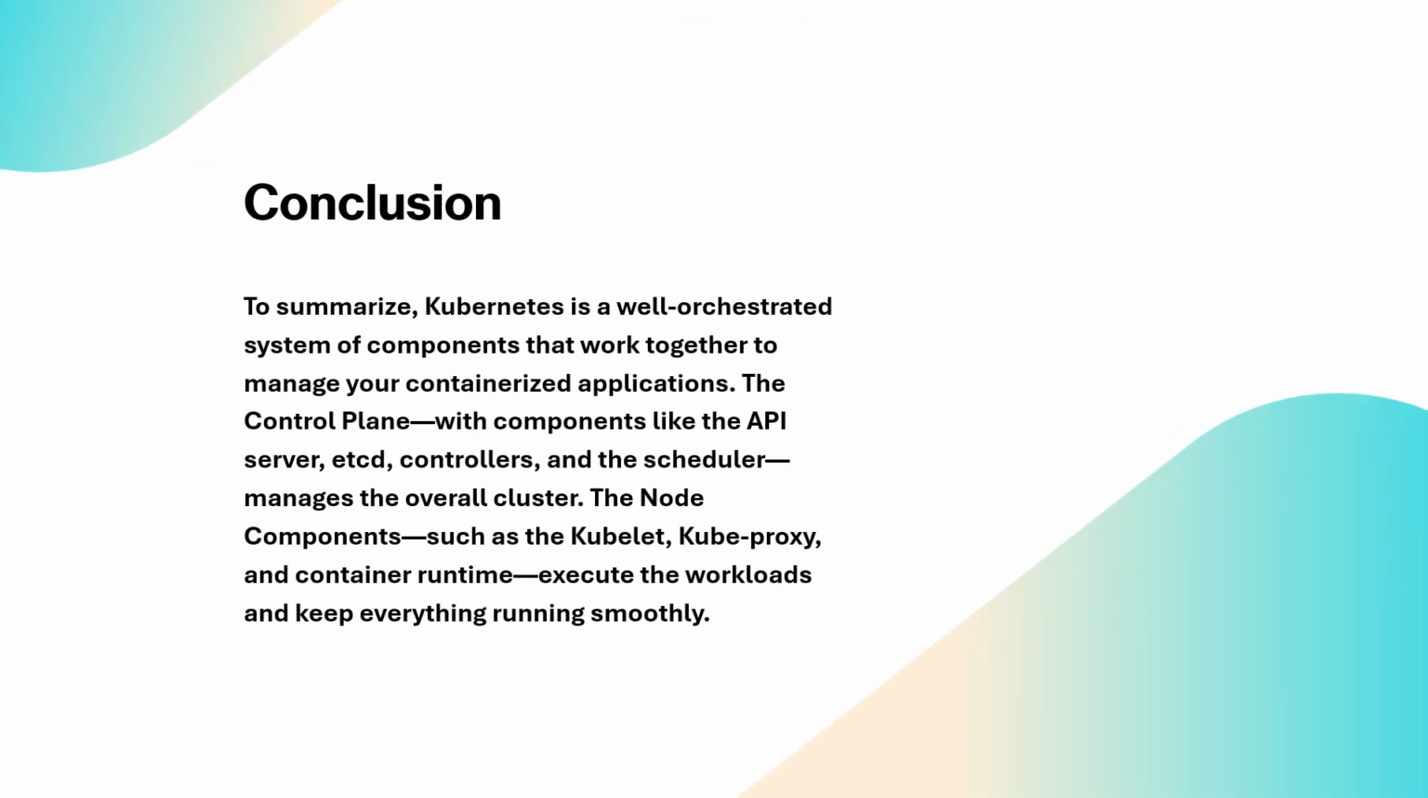Conclusion. Putting it all together. To summarize, Kubernetes is a well-orchestrated system of components that work together to manage your containerized applications. The control plane, with components like the API server, etcd, controllers, and the scheduler, manages the overall cluster. The node components, such as the kubelet, kube-proxy, and container runtime, execute the workloads and keep everything running smoothly. These components, working in harmony, provide the power to deploy, scale, and manage applications in a dynamic, distributed environment.